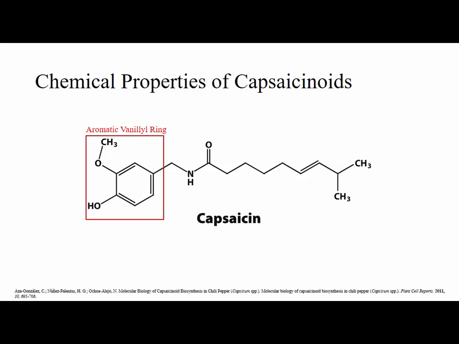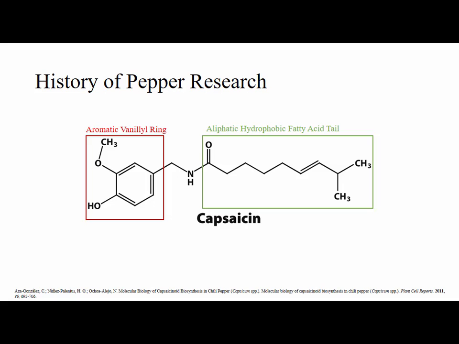Looking more specifically at capsaicin, it does consist of an aromatic vanillyl ring, and I had mentioned before that E.K. Nelson had performed radio tracer studies in order to determine the structure, and what I mean by that is there was a radioactive C11 carbon being attached right here, which helped them determine that there was a vanillyl ring on the capsaicin. Next, there also consists an aliphatic hydrophobic fatty acid tail.